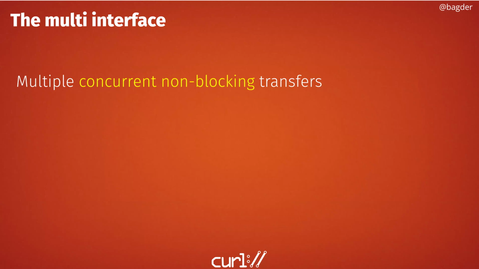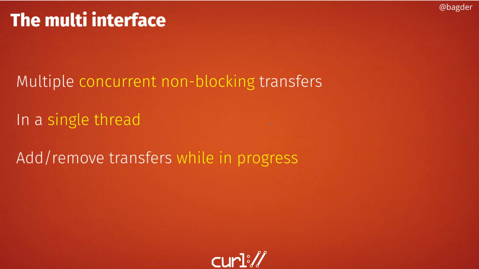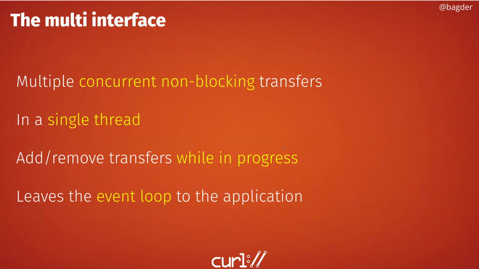It performs many concurrent non-blocking transfers in the same thread. So this is not using multiple threads, it's still the same thread. It's very important because, you know, threading is complicated. Not using threads is less complicated. So you can also add and remove transfers while in progress. For example, you can add a bunch of transfers, do them, and then add more transfers while the others are going, and you can stop some transfers while the others keep going. It's perfectly doable and supported.